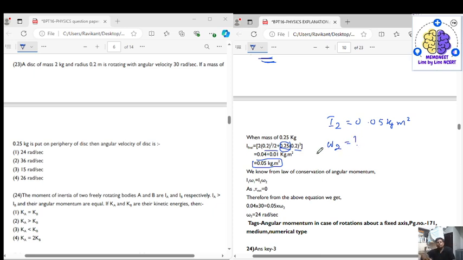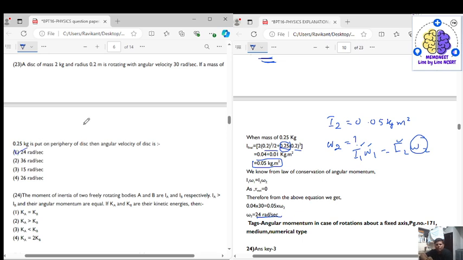There is no external torque acting on the body, so the angular momentum will remain conserved. So I1 omega 1 is equal to I2 omega 2. We have I1 and omega 1, we have I2, and need to calculate omega 2. Putting the values, finally we get omega 2 is equal to 24 radian per second. So the correct answer for question number 23 is 24 radian per second, that is option 1.